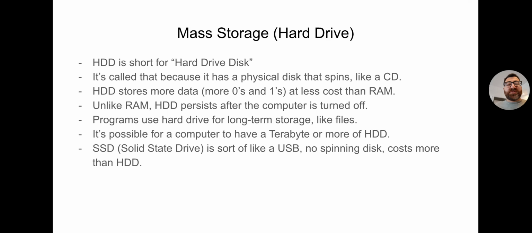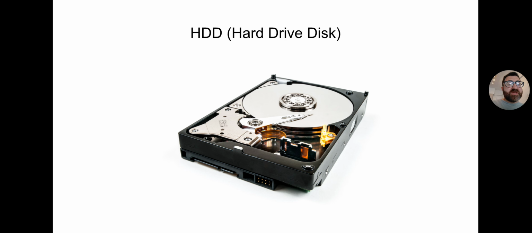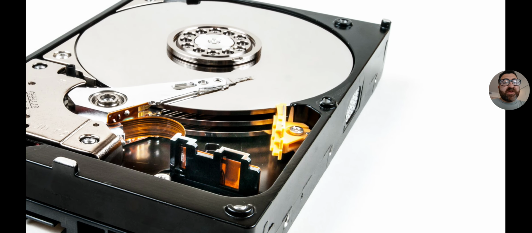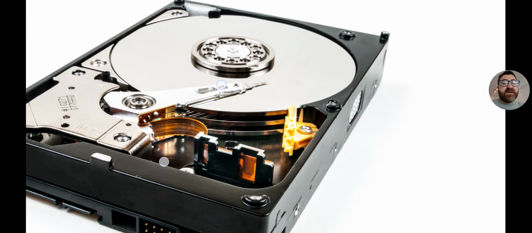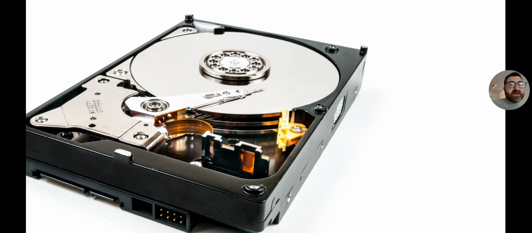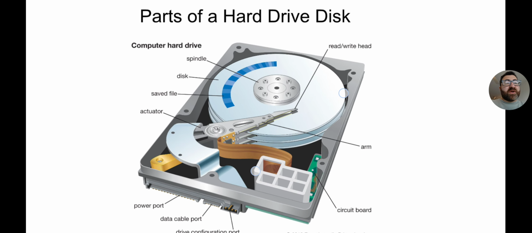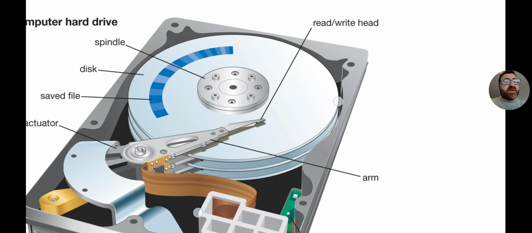So this is a hard drive disk. You'll see it has an arm. Right there is a metal arm that goes to the position on the disk where the data is being read from. And the silver circle is the disk itself, that spins. These are the parts of the hard drive disk. There's the read-write head. There's the spindle. There's the disk itself that stores the zeros and ones on it.